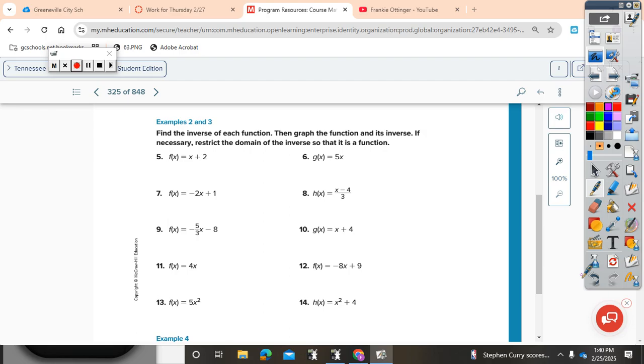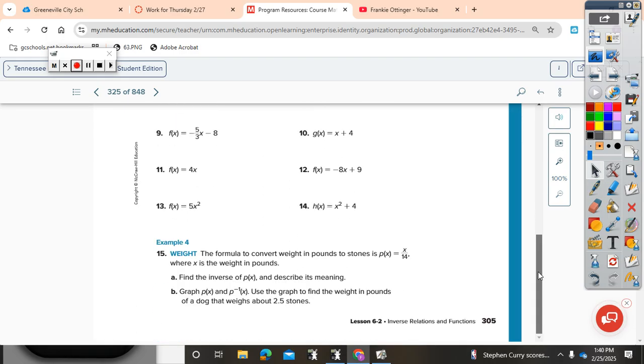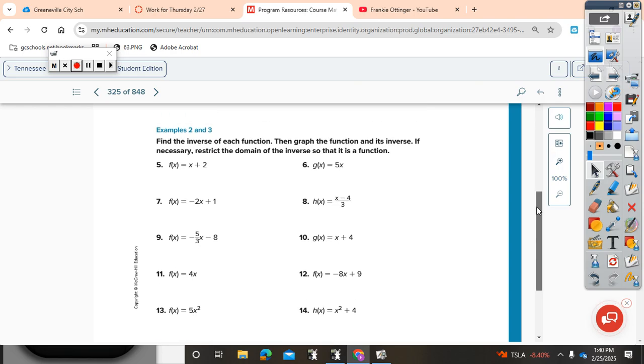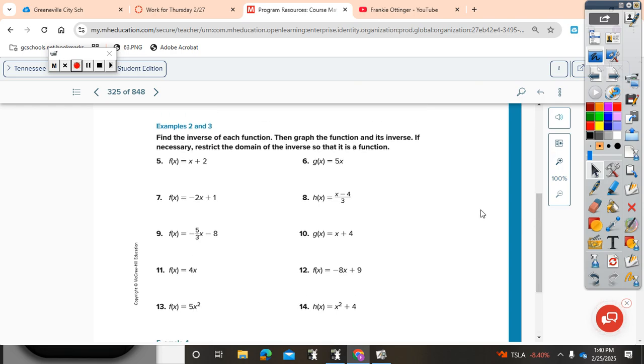You can't just swap them. You do have to solve it, because order of operations can make them look a little bit different. I don't think anything else is too bad there. So let's go to the next page.